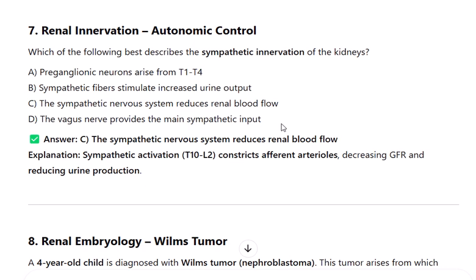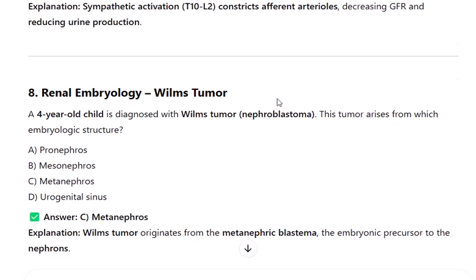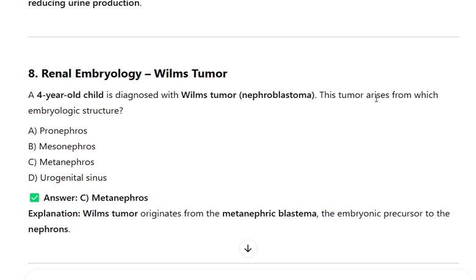Answer C. The sympathetic nervous system reduces renal blood flow. Explanation: sympathetic activation, T10-L2, constricts afferent arterioles, decreasing GFR and reducing urine production. 8. Renal embryology. Wilms tumor. A 4-year-old child is diagnosed with Wilms tumor, nephroblastoma.